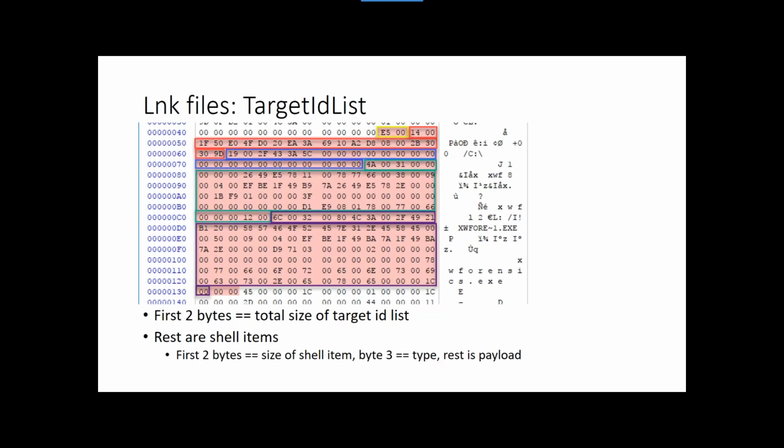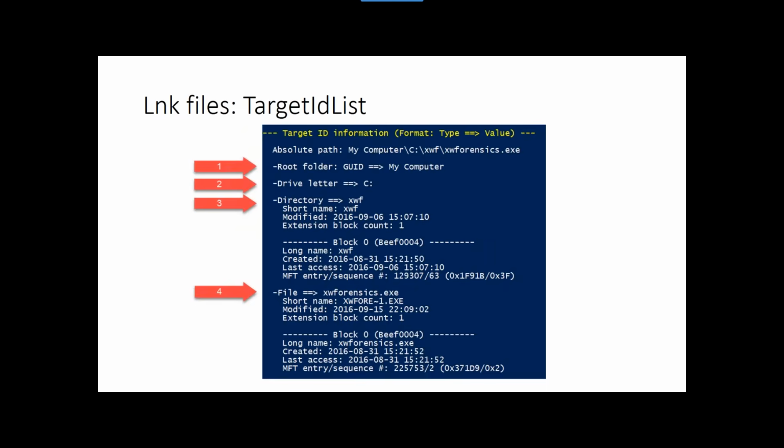So if this particular thing interests you, go out to the YouTube or the SANS website, and you can look for my Plumbing the Depths shell bags talk that I did at the DFIR Summit, and we will unpack how each of those work. So what we're doing, the first step is to figure out what bytes are in our target ID list. Then we cut those bytes up into chunks, and then we process each chunk. And once that's done, we get this. So we now know it's my computer, it's the C drive is next, then we have a directory, then we have the file itself. But look at all the other rich data that's in there, from MFT entry and sequence numbers to created, last access, to modified, and so on and so forth.